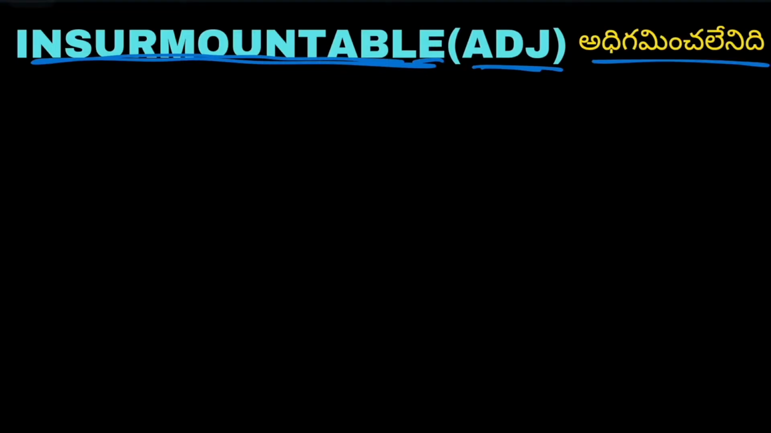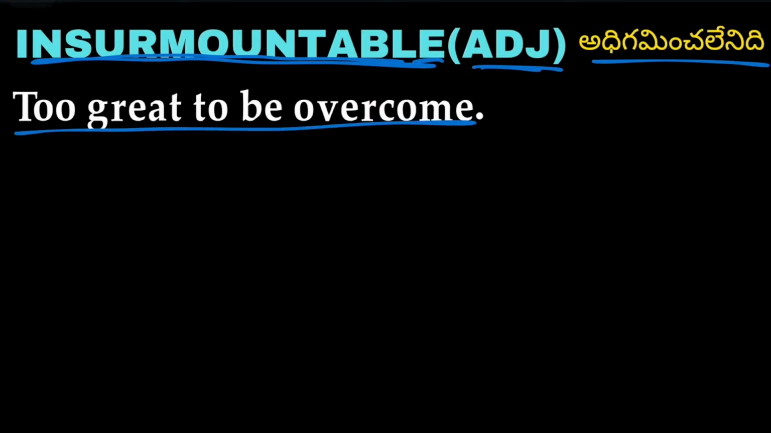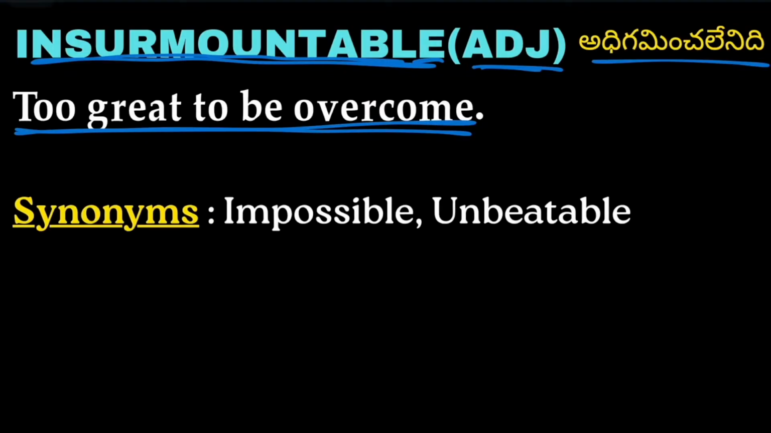Next word is insurmountable. Insurmountable acts as an adjective. Too great to overcome, or too powerful, is called insurmountable. Moving on to the synonyms of insurmountable, we have impossible, unbeatable. Impossible and unbeatable, which cannot be beaten, and impossible, which is not possible.